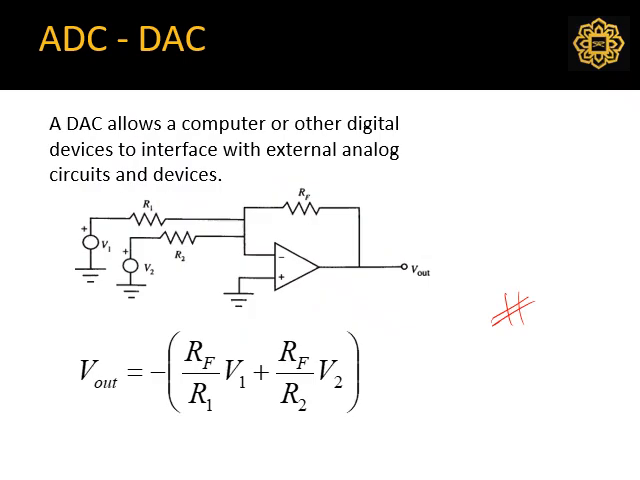So how do you actually make the DAC converter? It's basically a summer amplifier and you have V1 and V2 reference voltages all the same.